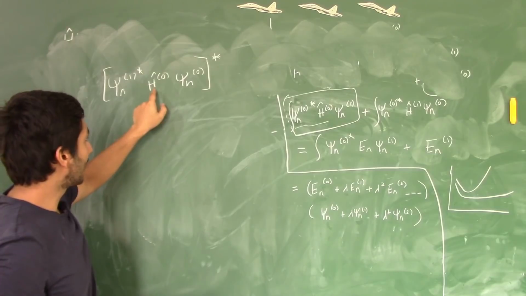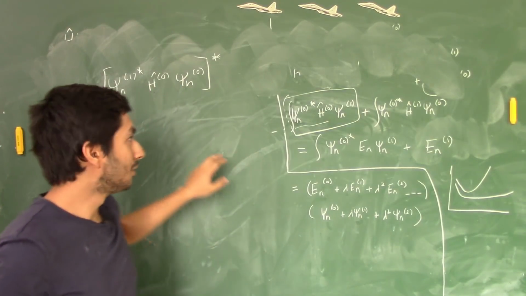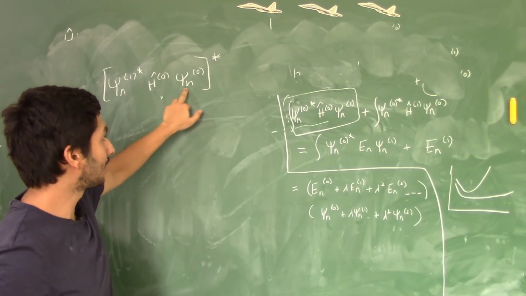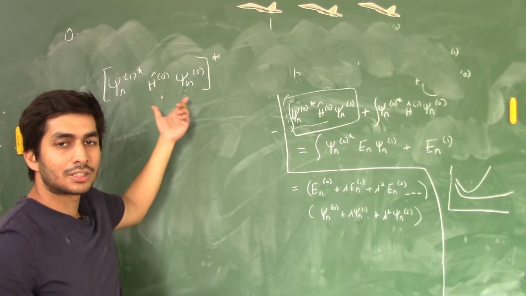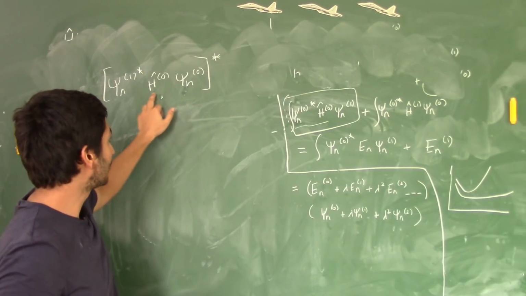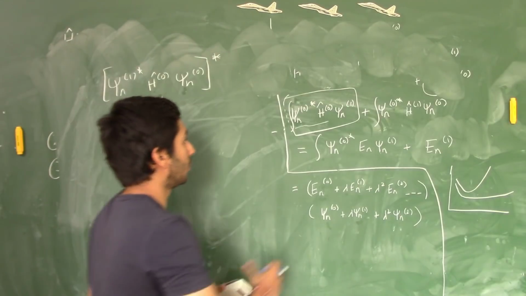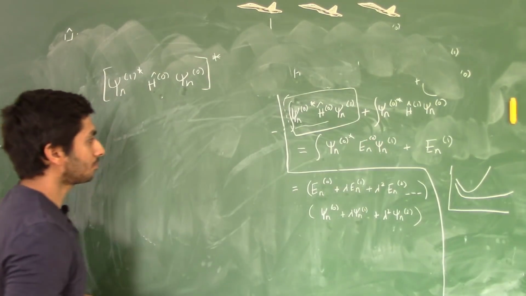Now if you see this H⁰ into ψn⁰, this is very familiar. What is this equal to? This is equal to En⁰ ψn⁰. This is basically your Hψ equal to Eψ. So H⁰ ψn⁰ is equal to En⁰ ψn⁰. And over here also we have En⁰, sorry, I just forgot to mention this.